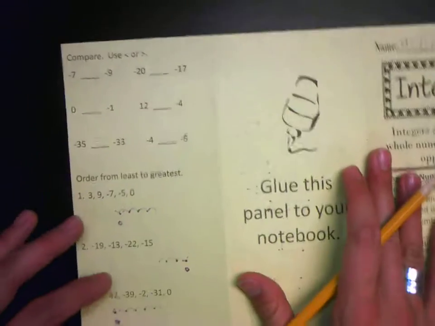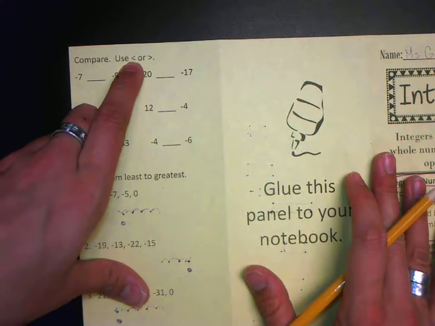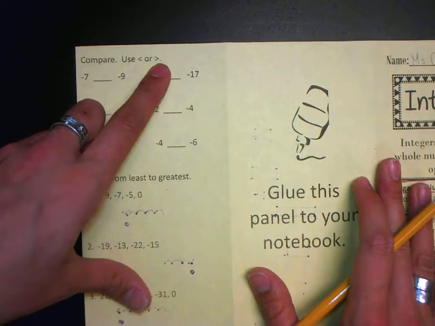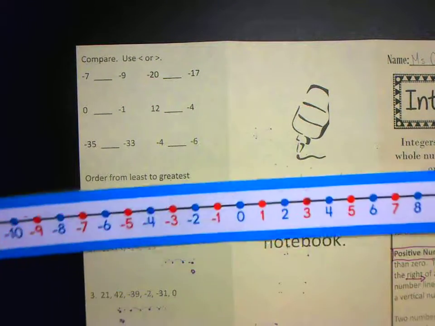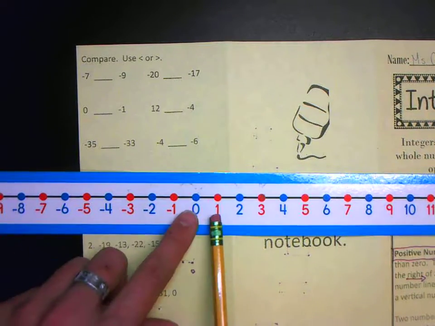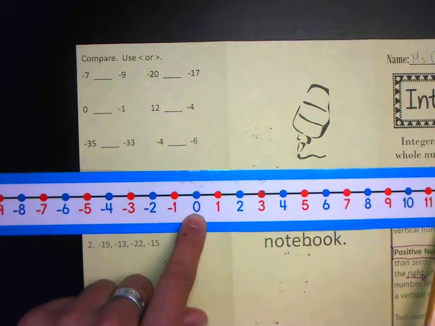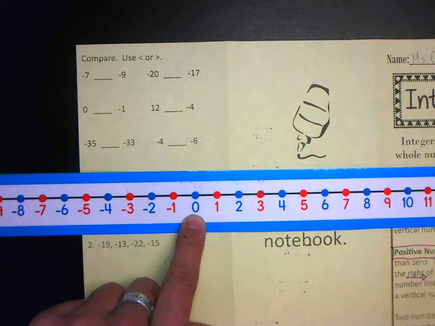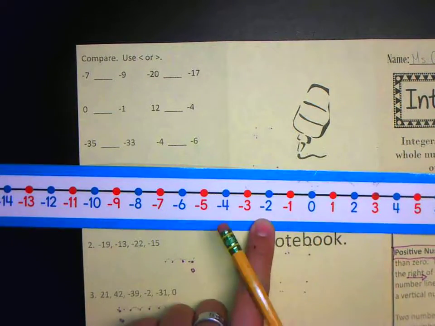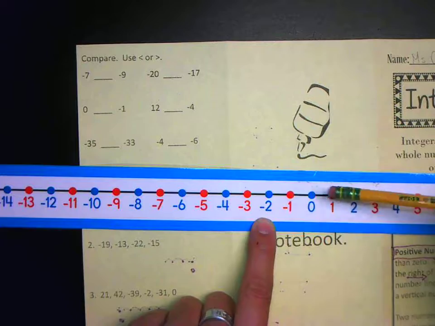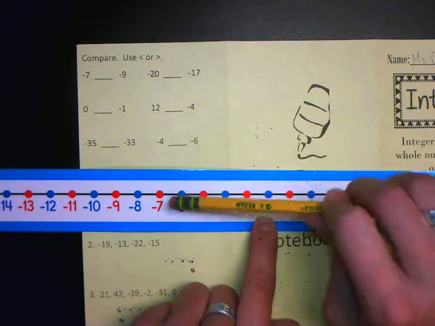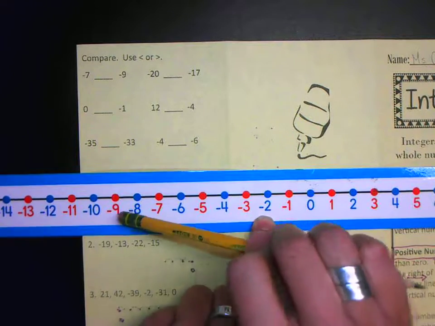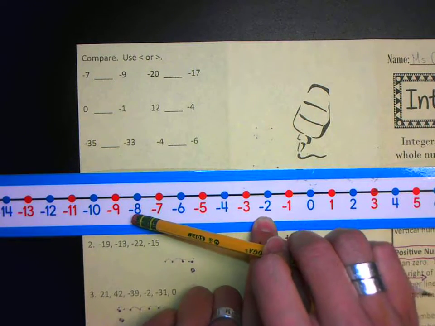All right, last section. Compare using less than or greater than. So remember, this is the alligators, and the alligator always eats the bigger number. When you look at a number line here, the further you are to the right of 0, your numbers always get larger, larger, larger, bigger, bigger, bigger. When you go on the negative side, though, the further away you go from 0, the smaller your numbers get. So even though this is negative 9, and you're thinking, oh yeah, negative 9 is bigger than negative 8, because 9 is bigger than 8.